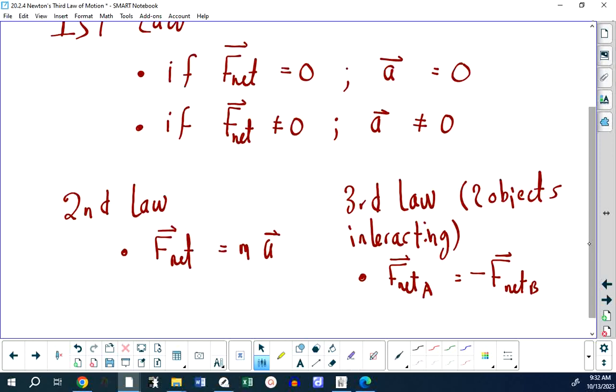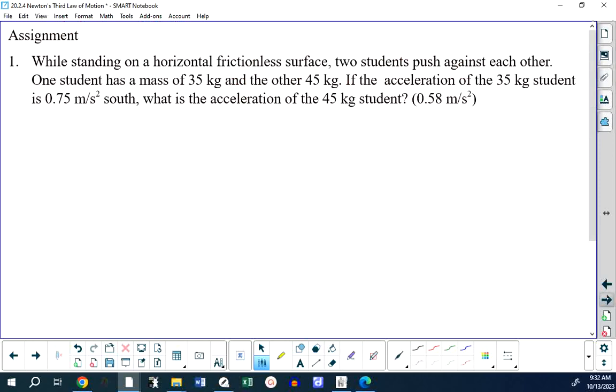And this leads to all kinds of applications, which takes us to the assignment. Does anybody have any questions you would like me to go over here from this assignment?